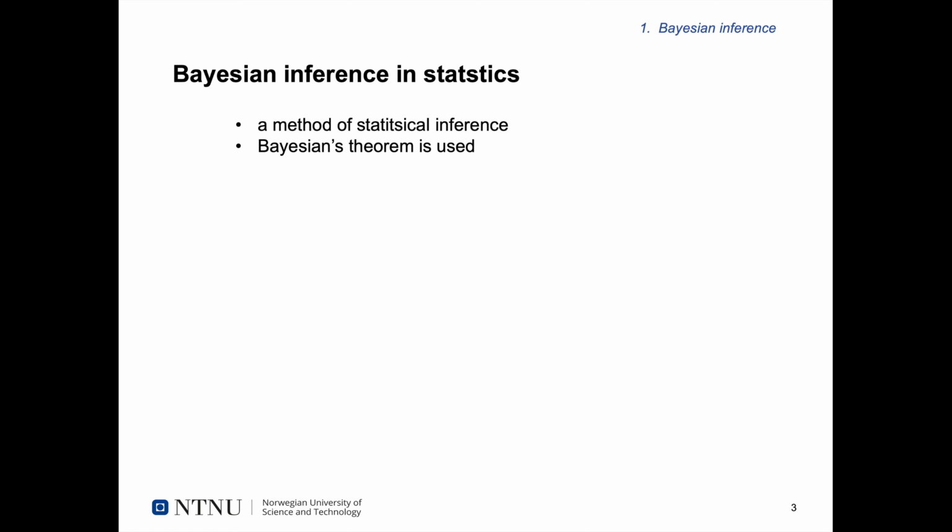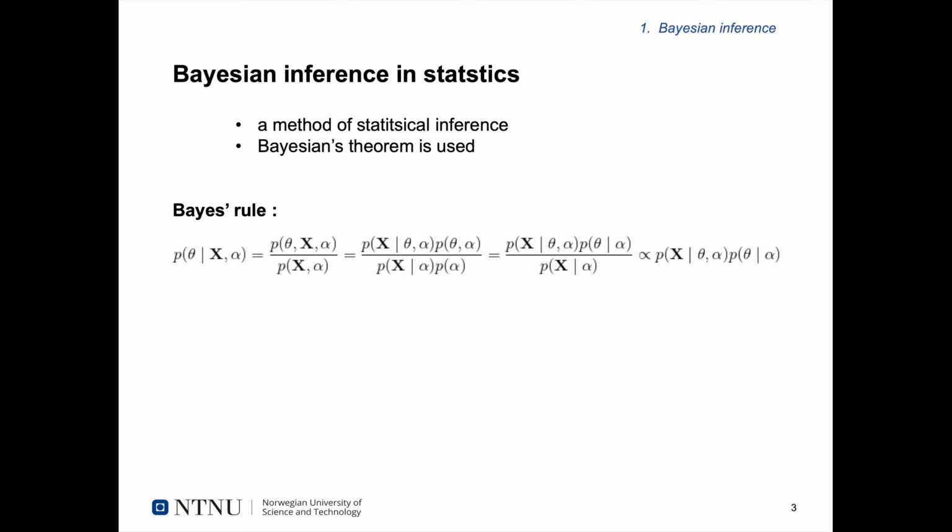Let's first look at Bayesian inference. Bayesian inference is a method of statistical inference in which Bayes' theorem is used to update the probability for hypotheses. Consider a posterior distribution of a parameter theta with a hyperparameter alpha. After taking the observed data x into account, the posterior distribution is determined by Bayes' rule, which forms the heart of Bayesian inference. After applying Bayes' rule to each step of this equation, we end up with this formula.